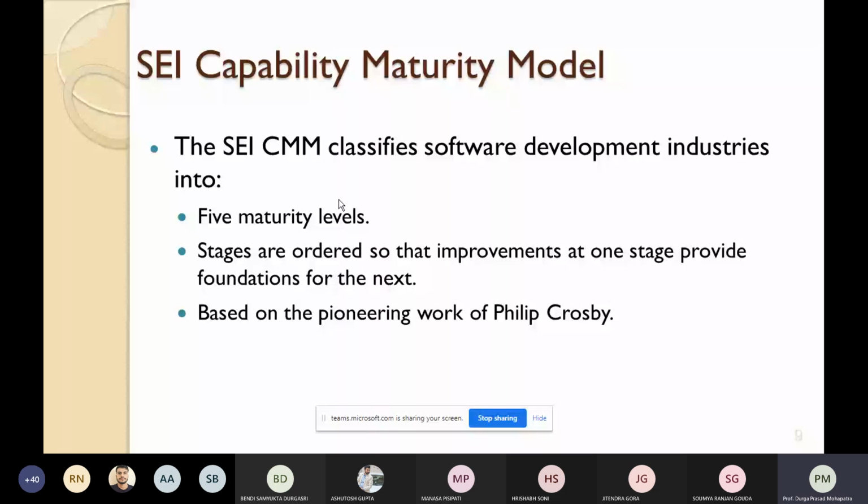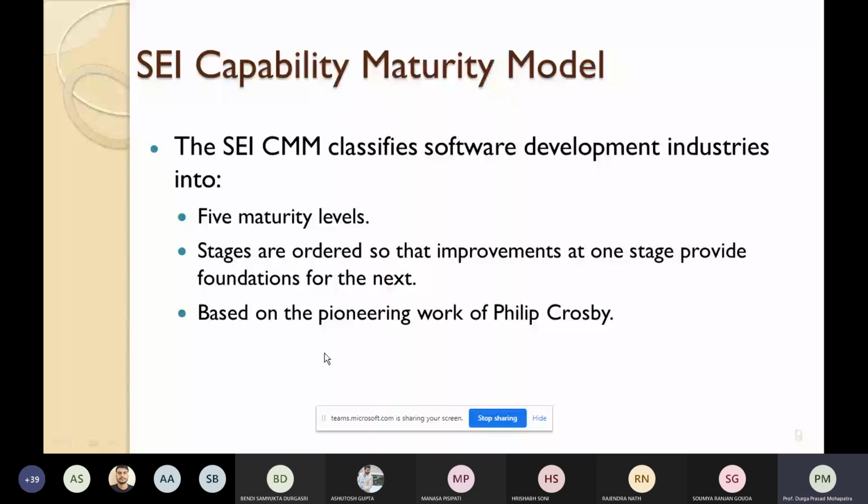The stages are ordered in a way so that improvements at one stage provide the foundation. If you are at a lower level and you make some improvements, then you can go to the next level. Then at that level, if you further improve your process, you can go to the next higher level, like that. There will be 5 stages, and the improvements made at one stage provide the basics for moving to the next stage. This SEI CMM model was based on the pioneering work of a great software engineer, Philip Crosby.